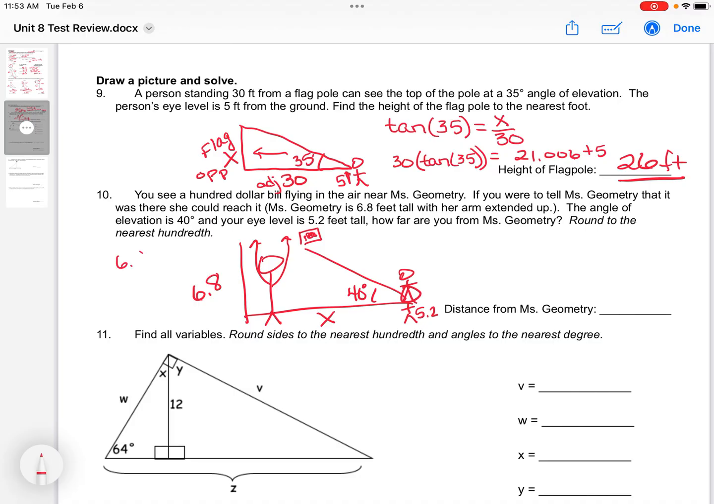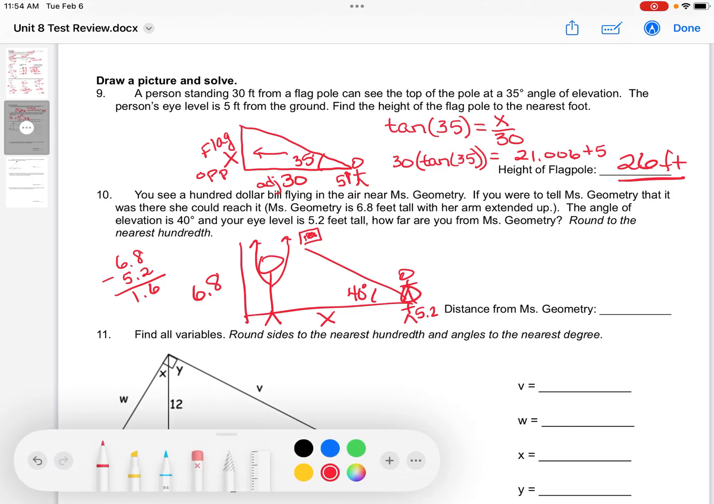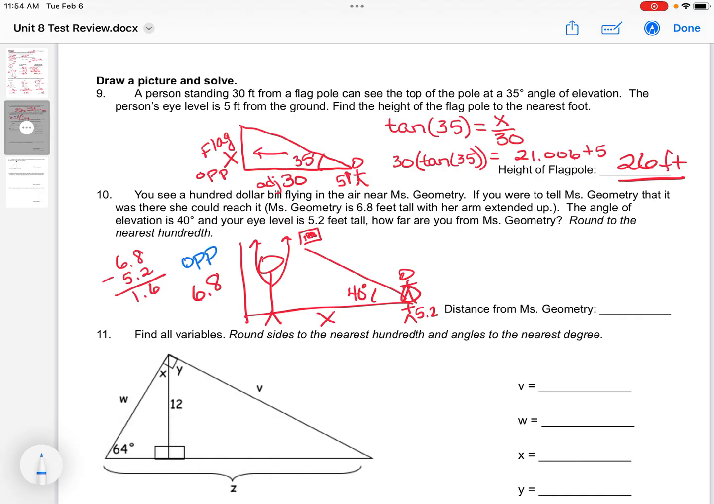So the first thing I'm going to do is subtract 6.8 minus 5.2. It's going to be 1.6. So I'm going to change colors. Opposite is 1.6. Here's my angle. I'm looking for my adjacent. That's going to be tan 40 equals 1.6 over x. I'm going to end up dividing 1.6 divided by tan 40.